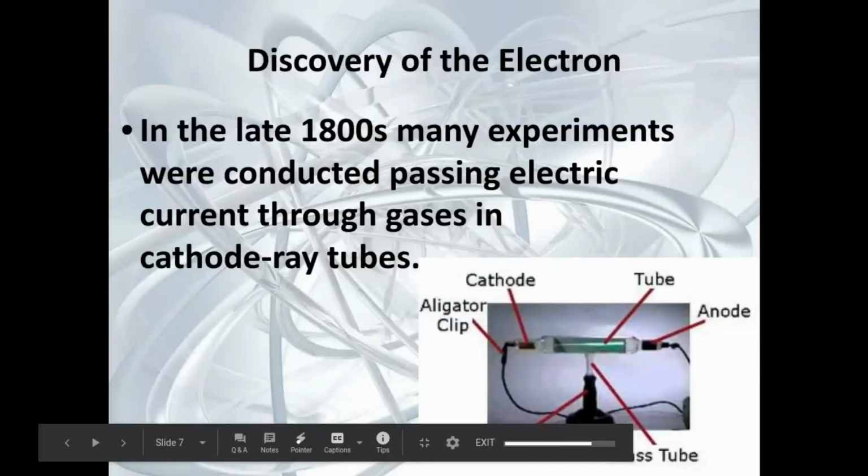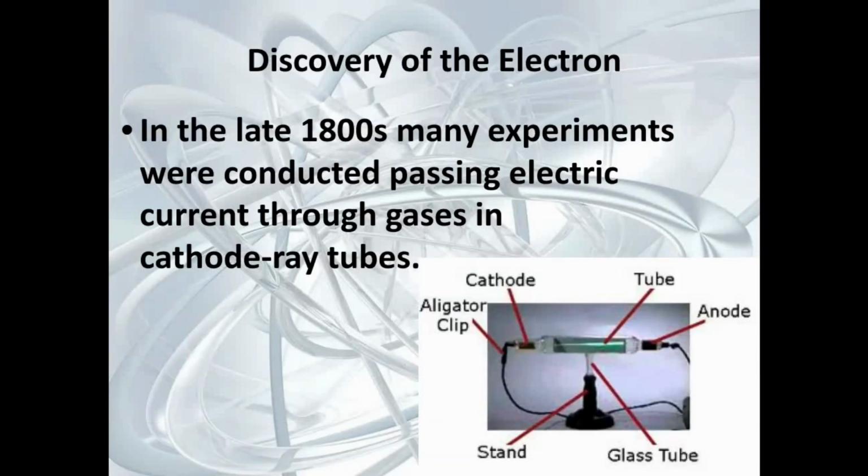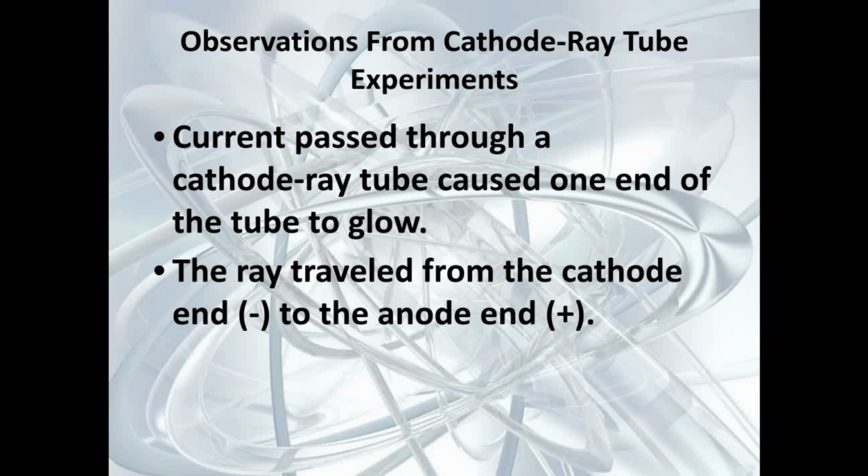So by using that cathode ray tube in the late 1800s, we were able to discover what we now know is the electron. And we learned that it has that negative charge and that has a mass. So using that cathode ray tube, the cathode ray tube is going to pass that ray from one end to the other, and it's going to travel from the negative end to the positive end, just like when magnets, positive and negative attract each other.